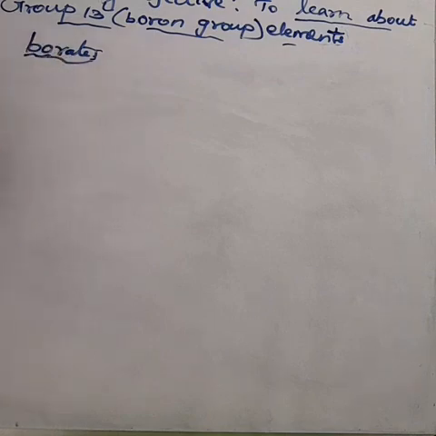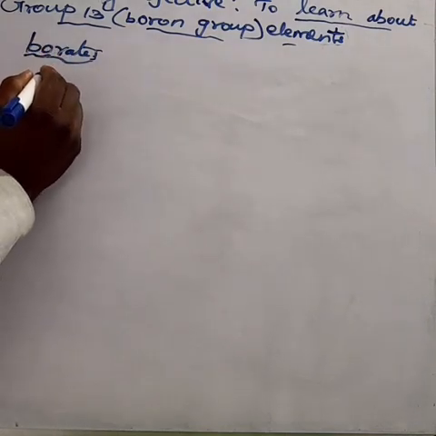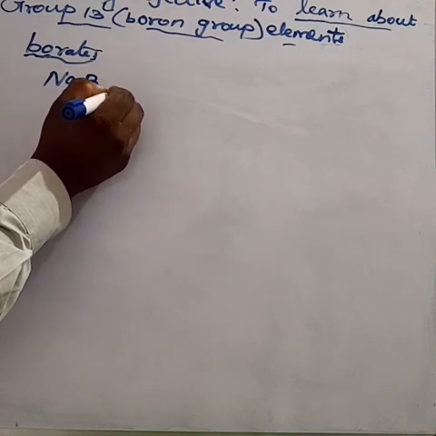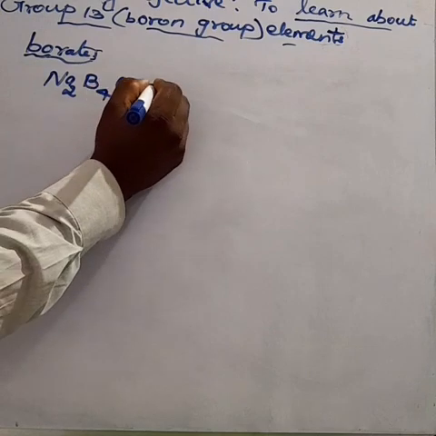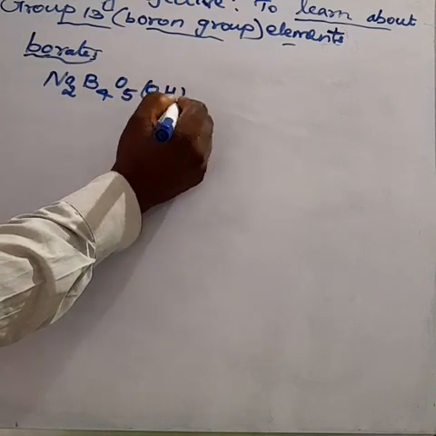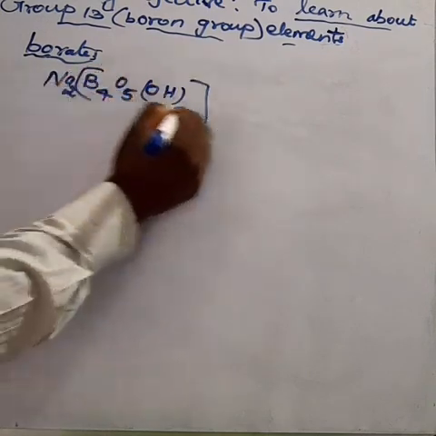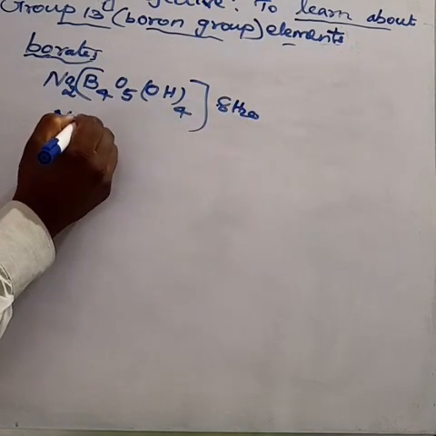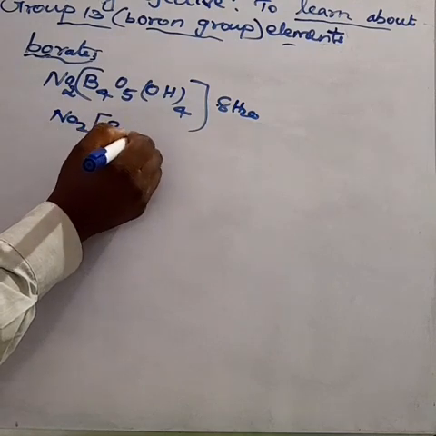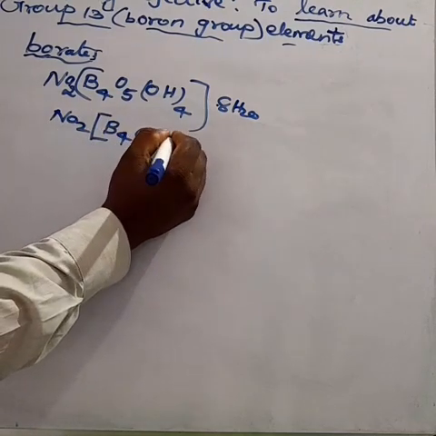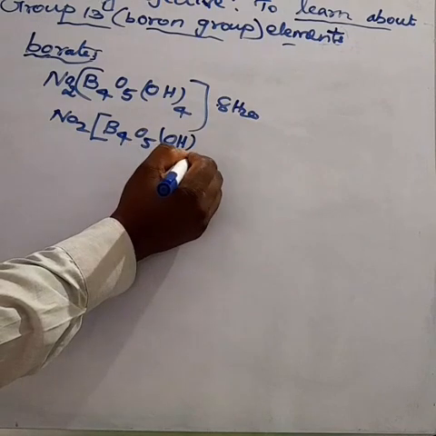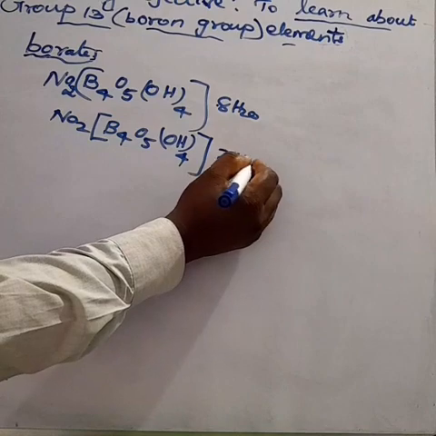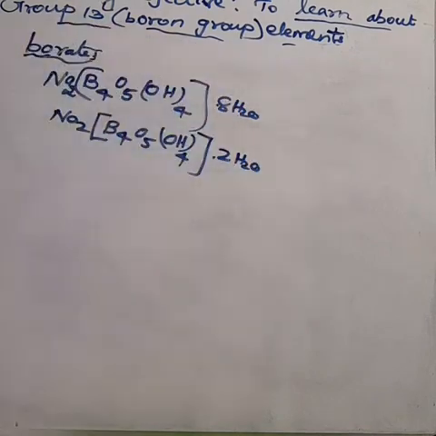What is the formula of borax? Na2B4O5(OH)4 times 8 molecules of water. What about kernite? Na2B4O5(OH)4 times 2 molecules of water. Okay, we have to learn this one.